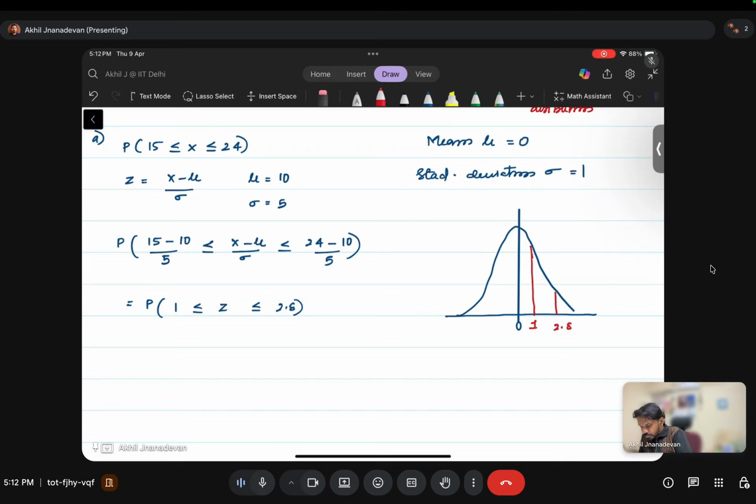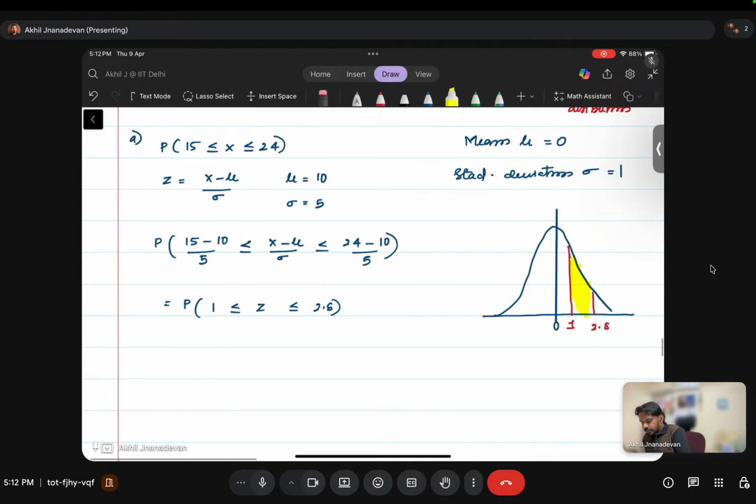So this particular probability, this particular shaded region, I can write in this way also. This will be equal to the cumulative probability at x equal to 2.8, minus the cumulative probability at x equal to 1.